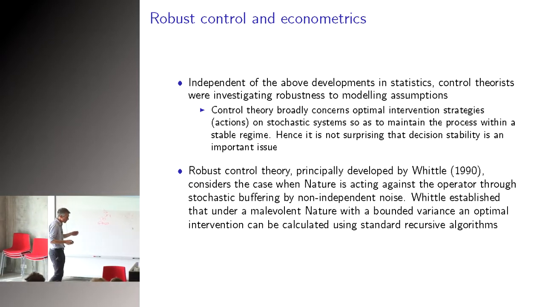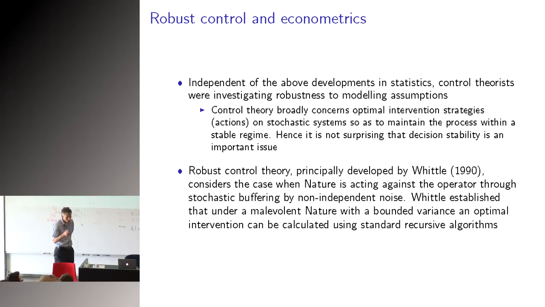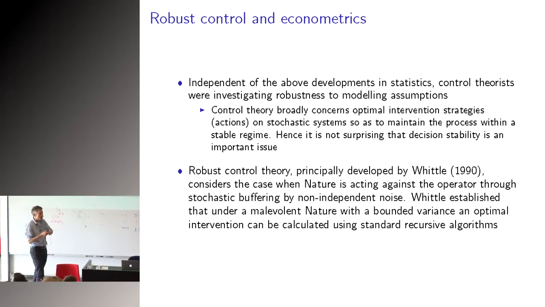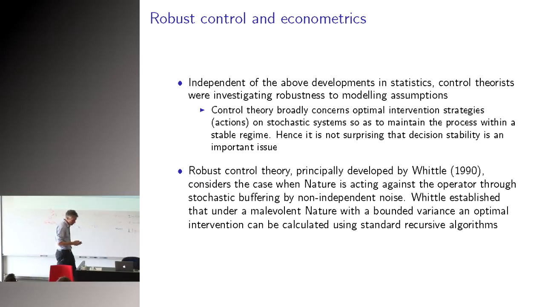So it was really Whittle, who was a signal processing person, who developed the idea of robust control. And as I said here, it really concerns the idea of optimal intervention strategies so as to maintain the process within some stable regime. Okay. And what Whittle was able to show is that in the case of a Gaussian state space model, so if you have a standard Gaussian time series model, you can answer these questions in closed form. There's a tractable set of solutions.